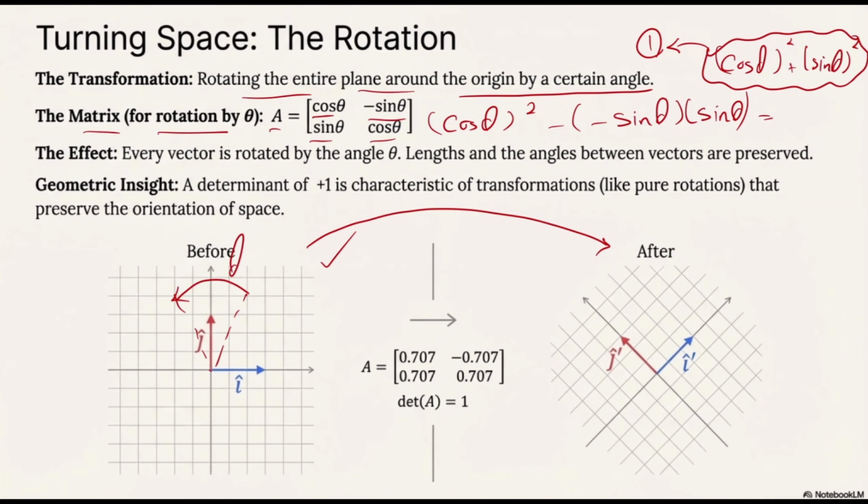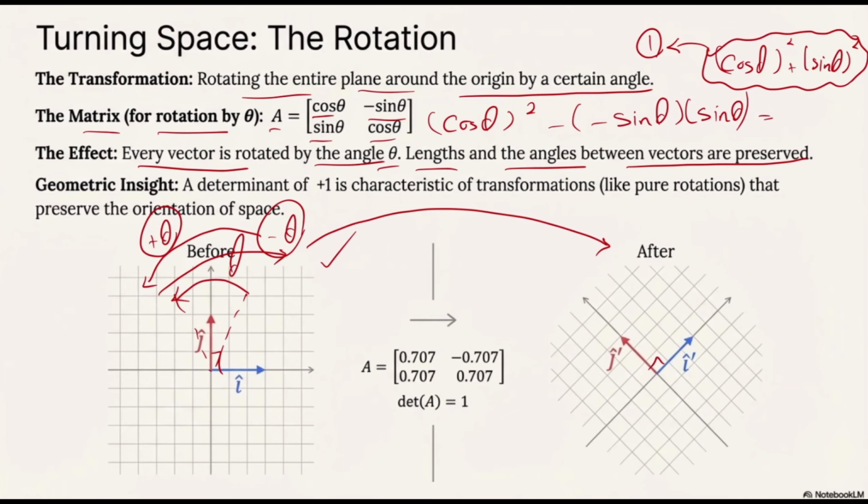The only thing that would happen is that my space is going to rotate by 45 degrees or whatever the angle of theta is. So every vector is rotated by the angle of theta. Again, a positive theta means counterclockwise, and if we are moving clockwise, our theta is negative. Lengths and the angles between vectors are preserved. It means that they are not going to change. If they are 90 degrees, they're going to stay at 90 degrees.